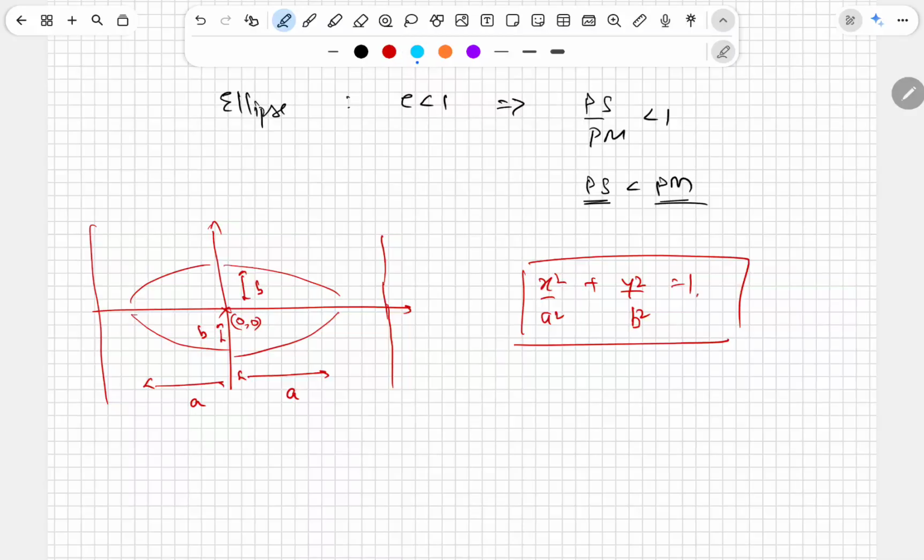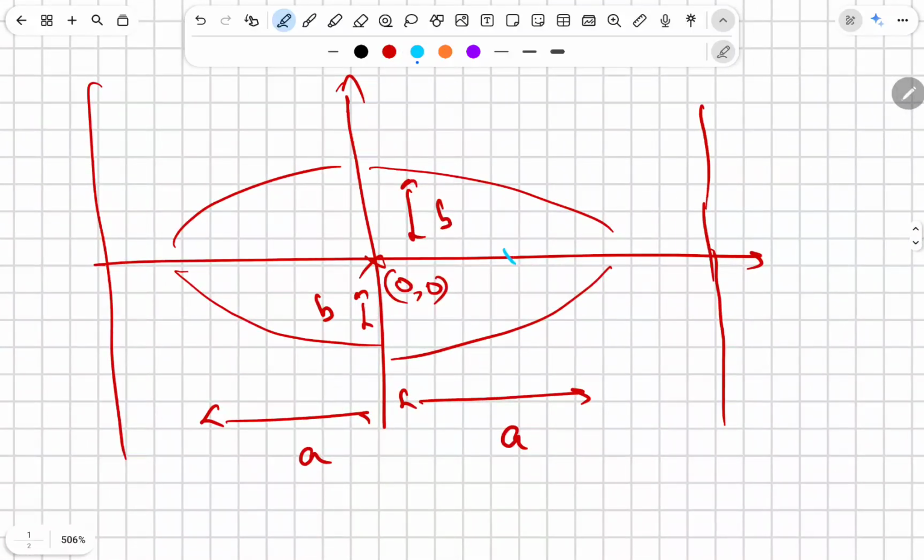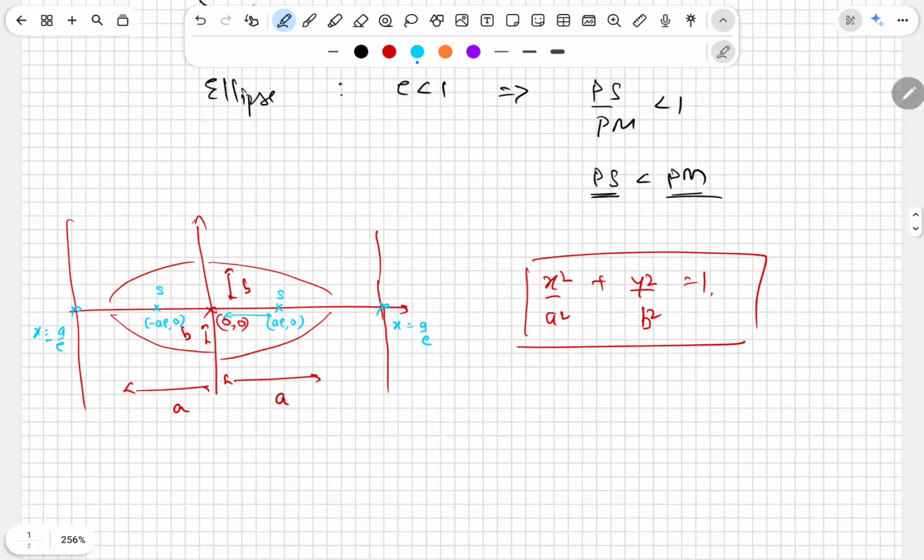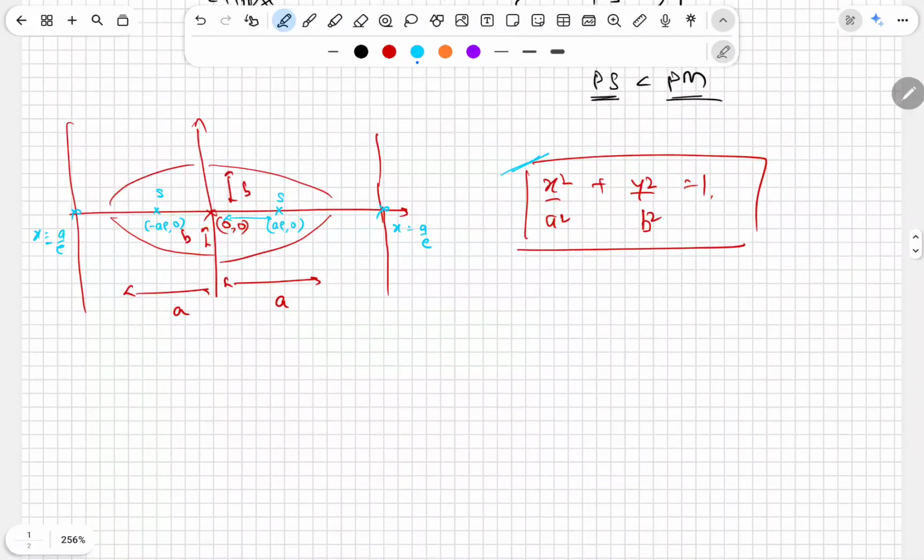And now we have to talk about certain important points. There are going to be two focus. First focus is going to be AE comma 0. Second focus will be minus AE comma 0. Directrix is going to be at x is equal to A upon E. Another directrix will be at minus A upon E. Okay, I hope basic was clear. Basic equation and these terms.